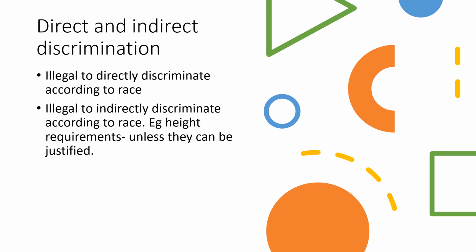The only way that can be made legal is if the height requirement can be justified. So if there is a specific reason why someone should be tall to do the job, then they can say that. Otherwise, it's illegal. It's indirect discrimination.